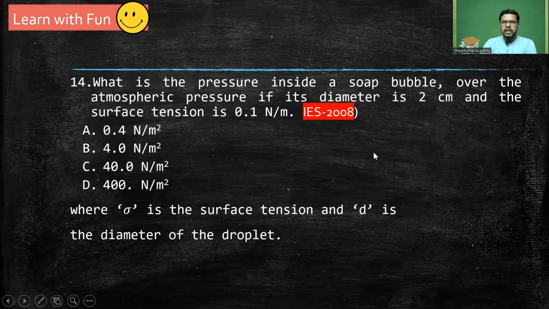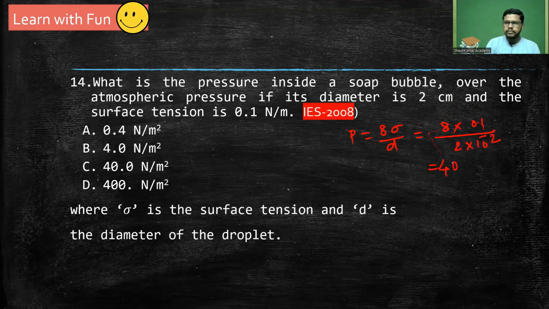Now what is the pressure inside a soap bubble over the atmospheric pressure? When you talk of a soap bubble, the relation between P and sigma is P is equal to 8 sigma by D. So just put the value: 8 into sigma, the value of sigma is 0.1, divided by 2 centimeter diameter, converted into meter, which gives 40 Newton per meter square. So option C is the correct answer.